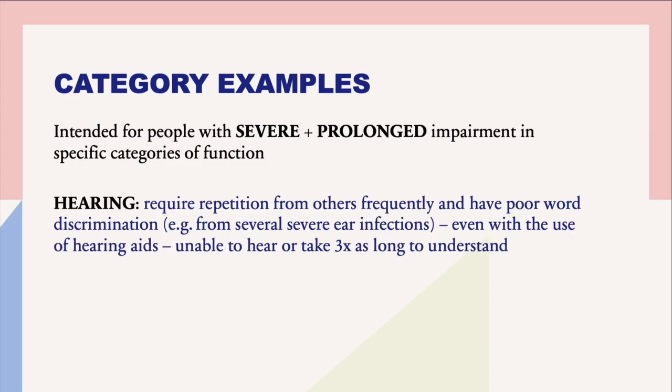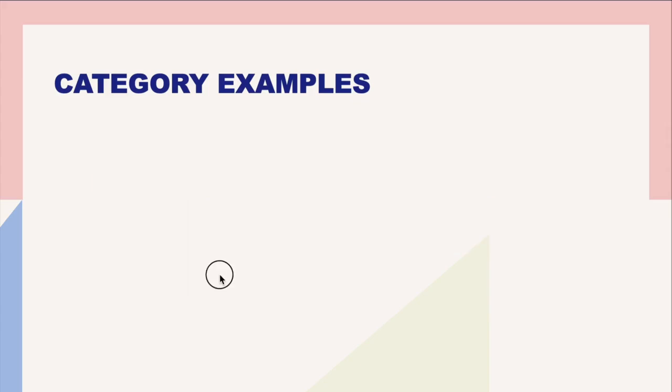For hearing, again, this is for people who require, for example, repetition from others. Frequently, they have poor word discrimination. Let's say they've had several severe ear infections that weren't corrected early enough. So even with the use of hearing aids now, they're unable to hear well at all, or they take 3 times as long to be understood, even with the use of hearing aids.